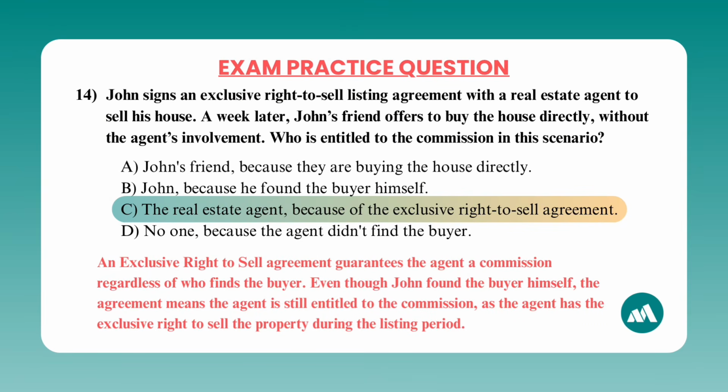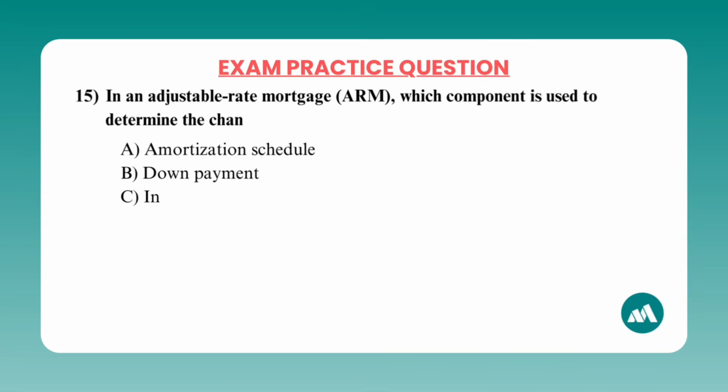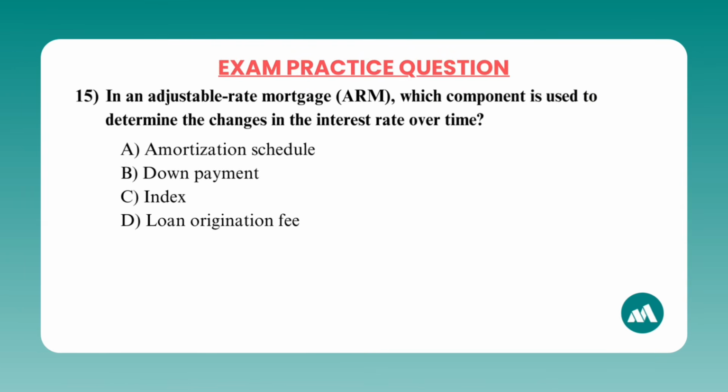How we doing? Just a few more. Here we go. In an adjustable rate mortgage, or ARM, which component is used to determine the changes in the interest rate over time? Is it A, amortization schedule, B, down payment, C, index, or D, loan origination fee?